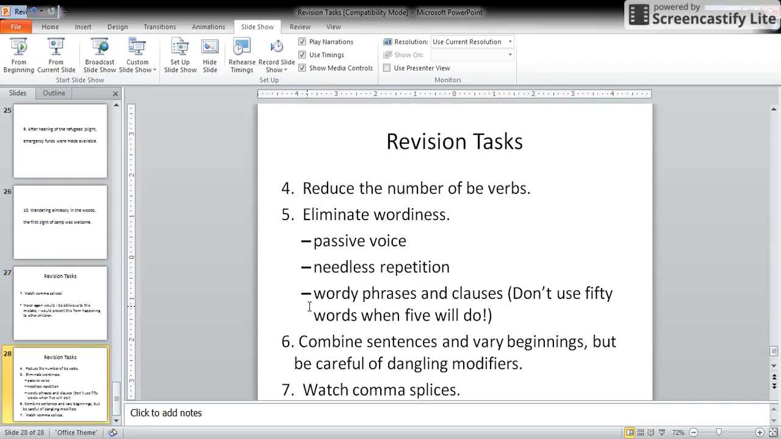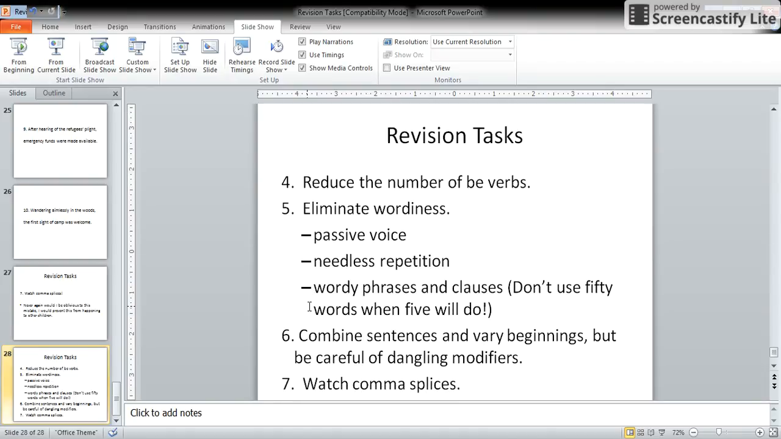In summary, these are the 4 revision tasks we looked at in this series. Reducing the number of be verbs: you're going to try to eliminate half of your be verbs. You're going to eliminate wordiness, looking out for passive voice, needless repetition, and wordy phrases and clauses. You're going to combine sentences and sentence beginnings, but be careful of dangling modifiers, and you're going to watch your comma splices. Please make sure that when you turn in your final draft, your work throughout your drafts shows evidence that you have paid attention to these things, as this process is part of your rubric. So take some time, do a great job, and I look forward to reading your final drafts.